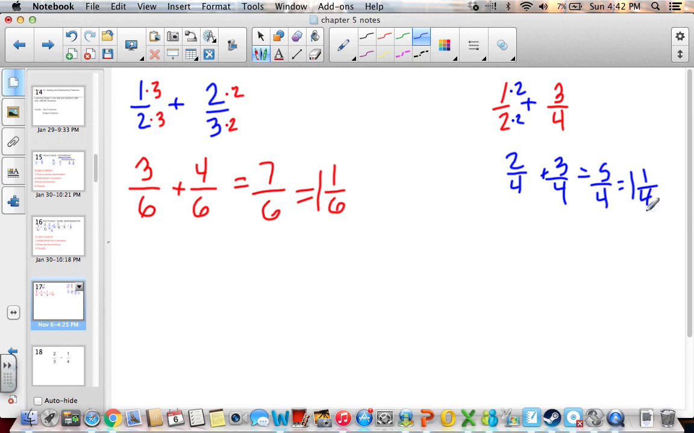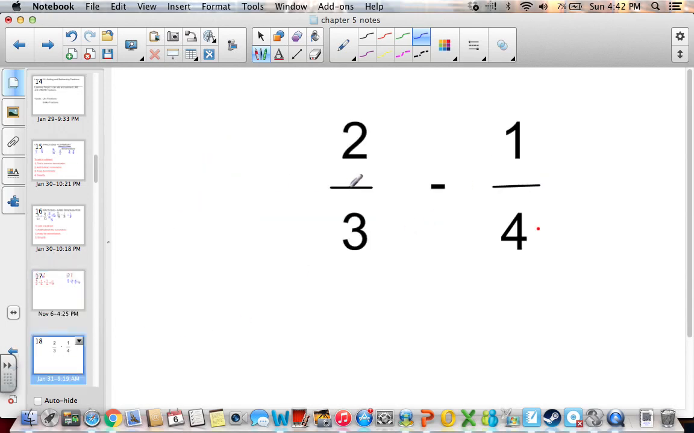So notice that sometimes you might only need to change one fraction if one of the denominators can go into the other denominator. If I have 2/3 minus 1/4, this time I know that 3 and 4 both go into 12. So 3 times 4 is 12. So I do the same to that numerator. 4 times 3 is 12. So then I multiply my numerator by 3.